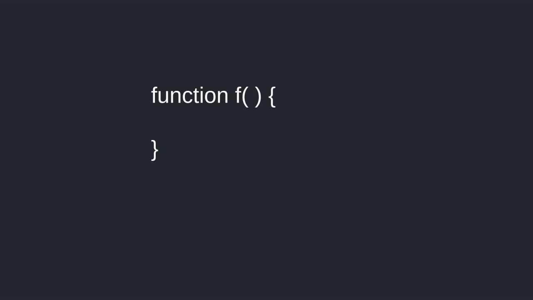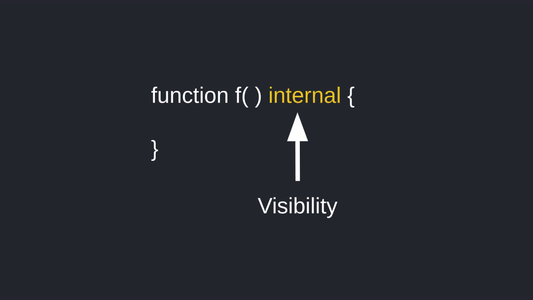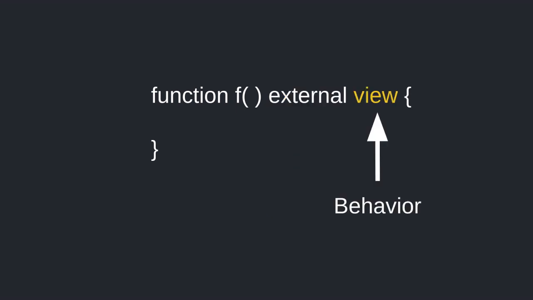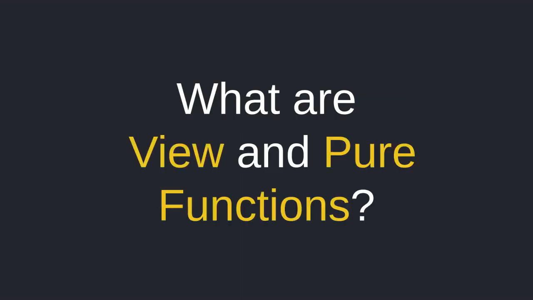Functions can be declared to have certain visibility, like public, private, internal, and external. Functions can also be declared to have certain behavior, like view, pure, and payable. In this video, we're going to go over what view and pure functions are.